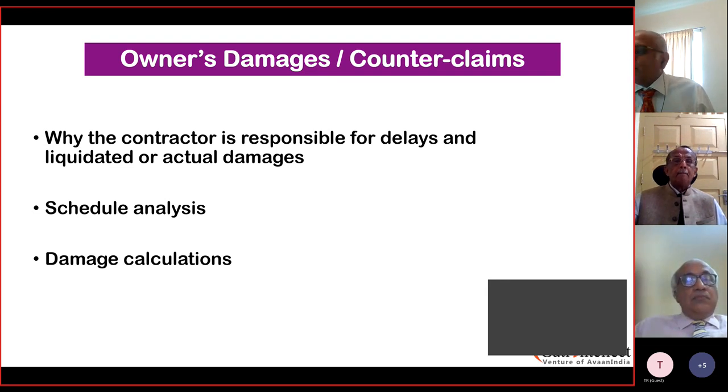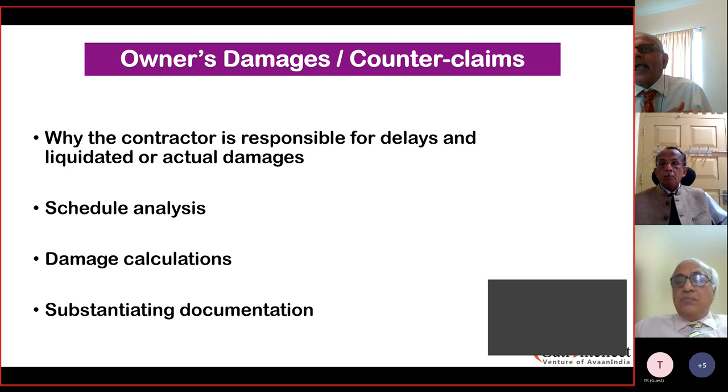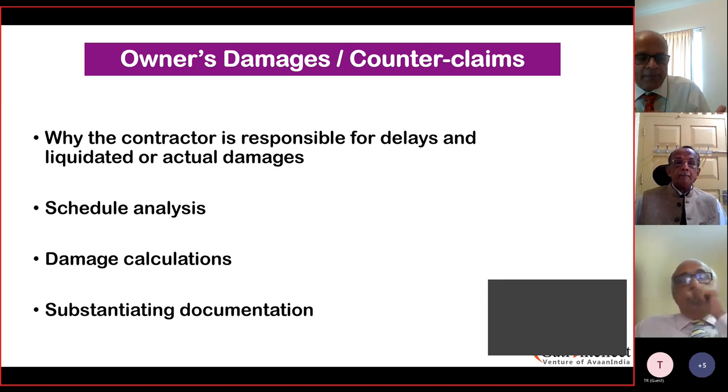Next, they also do the damage calculations. If, while working on the site, there are damages being done by a subcontractor or another contractor, there could be multiple contractors on site, and a damage has been caused by the work of a second contractor, the owner can and is liable to recover the damage based on the calculations that they make, because they have lost both time as well as money in that instance.